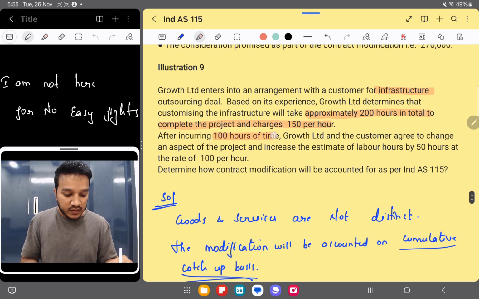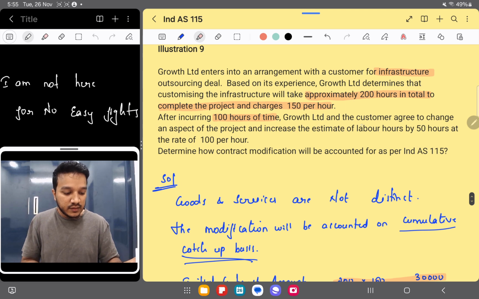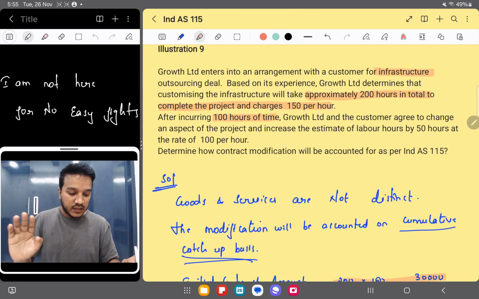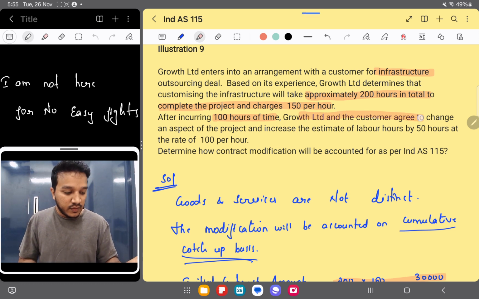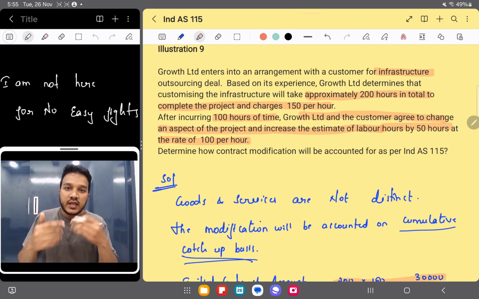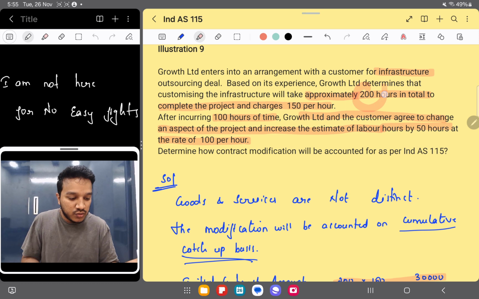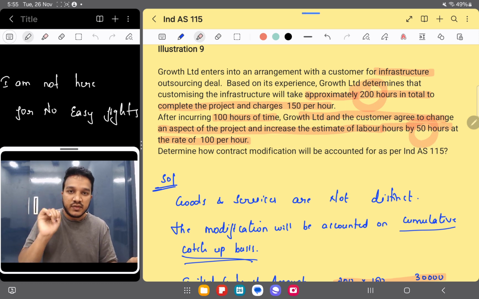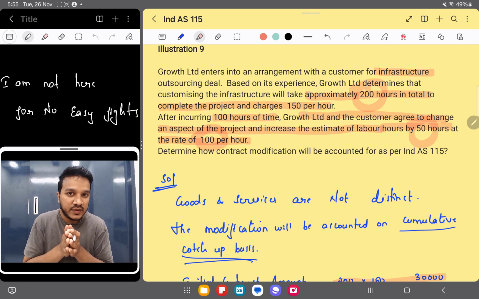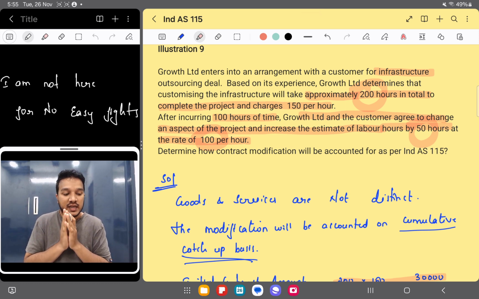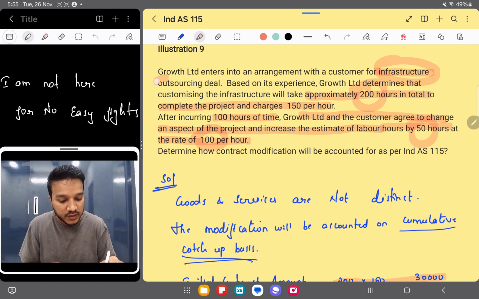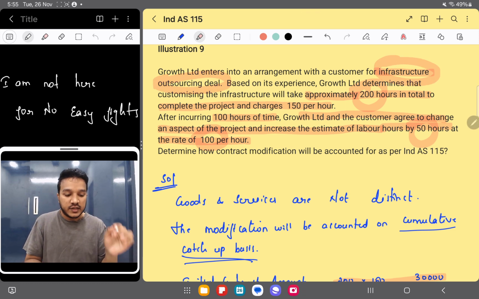Now after incurring 100 hours, you will recognize revenue for that also. Growth Limited recognizes revenue for 100 hours. Keep that aside. Now Growth Limited and the customer agree to change an aspect of the project and increase the estimate of labor hours by 50 hours at the rate of 100 per hour. Earlier it was 200 hours. Now they are increasing by 50 hours, and for those 50 hours they are saying 100 per hour. Did the customer get benefit at any point of time? No. He'll get the benefit only when this infrastructure project is completed.